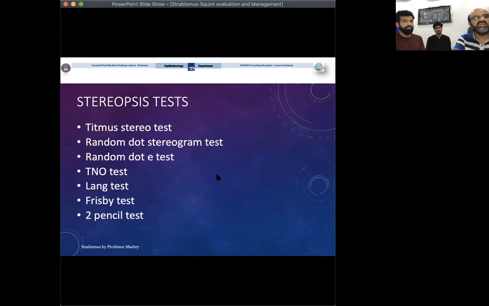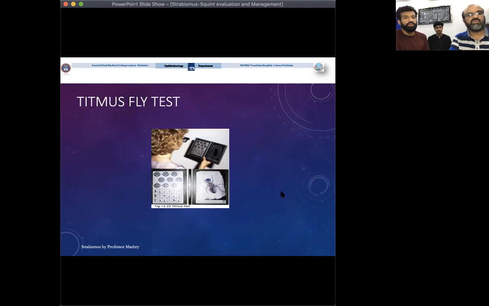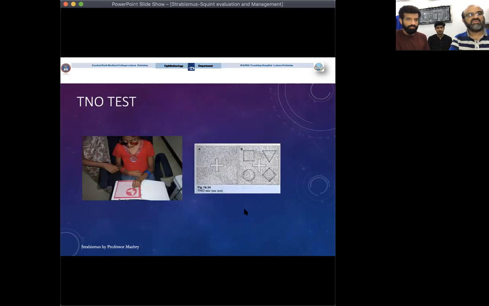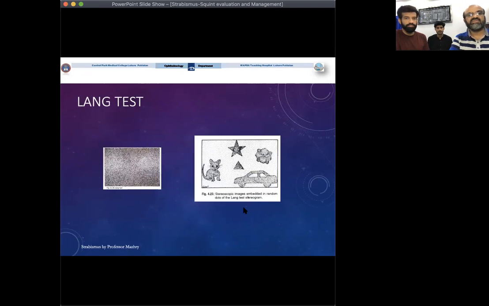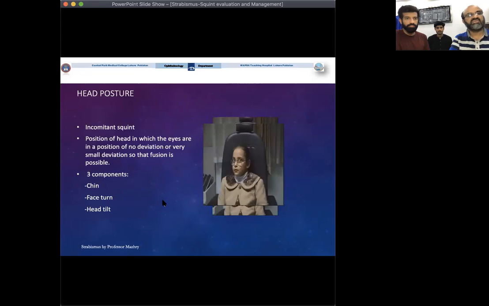Stereopsis tests, the most common is the Titmus fly test. It is a simple book. Polarized glasses are worn by the patient, and then various objects are shown and the patient is asked to see and report. Accordingly, stereopsis is graded. TNO test is also the same. Frisby, two pencil test. This is a Titmus fly test. This is the TNO test. Lang test. These are stereopsis tests.